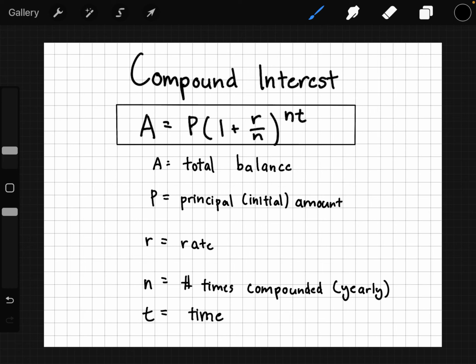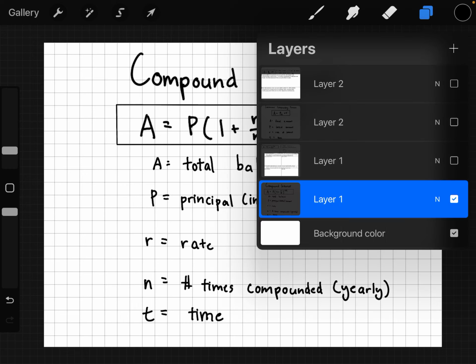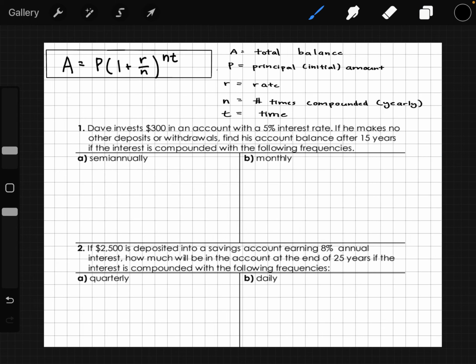So the formula looks like this. A, which is the total balance, is equal to P, which is the principal or initial amount, times 1 plus R, which is the rate, over n, so the number of times compounded yearly, to the power of n times t. So let's work through some examples with this.